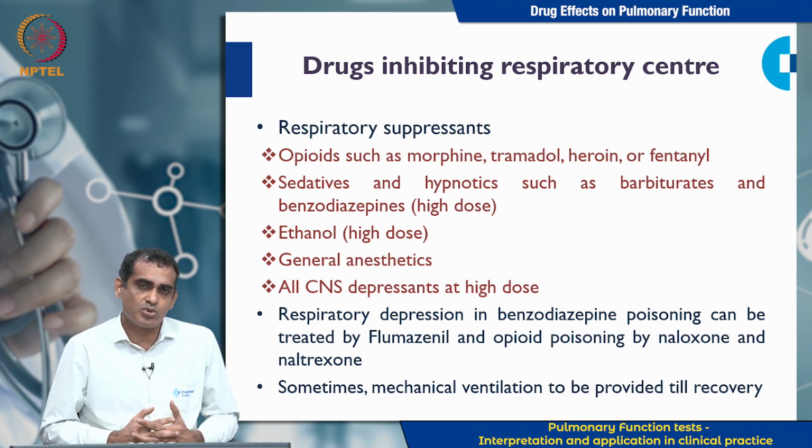In case it is due to poisoning by benzodiazepines, and if there is apnea or severe respiratory suppression, we can use benzodiazepine antagonists like flumazenil. We can inject it intravenously to block the action of benzodiazepine on the respiratory center, and we can revive the patients. In case of opioid poisoning or opioid drug abuse, and if there is a respiratory suppression, we can use opioid antagonists like naloxone or naltrexone. We can inject them and we can revive the patients. We can give them breathing. Or sometimes, rarely, when there is severe respiratory suppression, we have to use mechanical ventilation till the patients recover from the respiratory suppression.